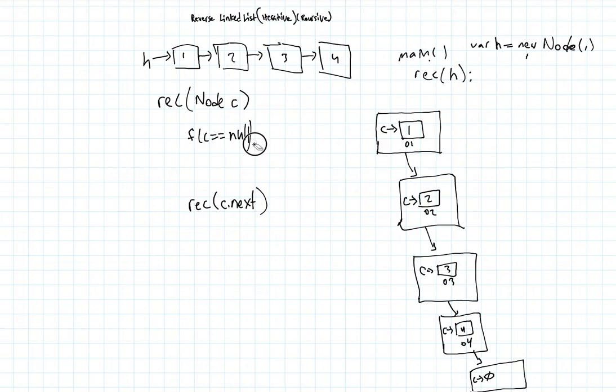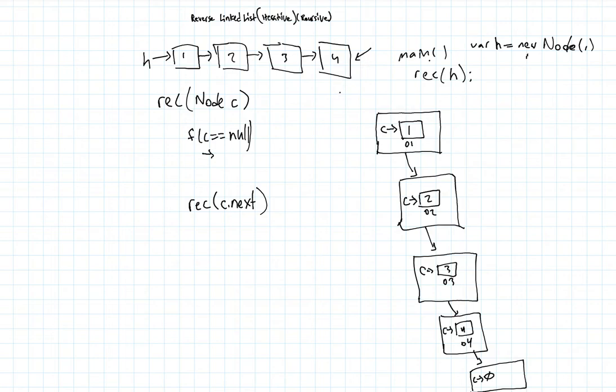If C is null, do something. So what to do here? Let's think first. So head needs to be here instead of being here, right? So this is our last case, 4, and head is right now pointing to 1. How to make it point to 2?